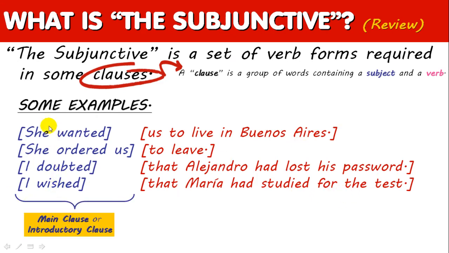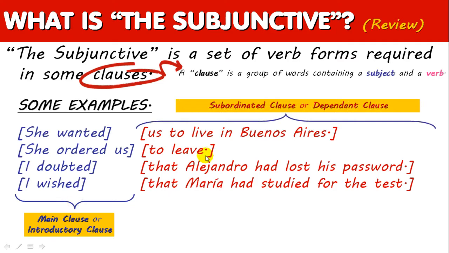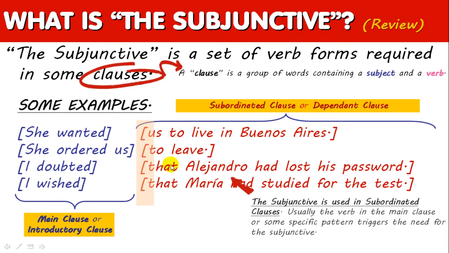And as we saw before, we have an introductory clause, and we have subordinated clauses. As we can see, in most cases, the subjunctive is used in subordinated clauses. Usually something in the main clause triggers the need for the subjunctive in the subordinated clause. And in most cases, the subjunctive in Spanish is introduced by the word que, which is mandatory.